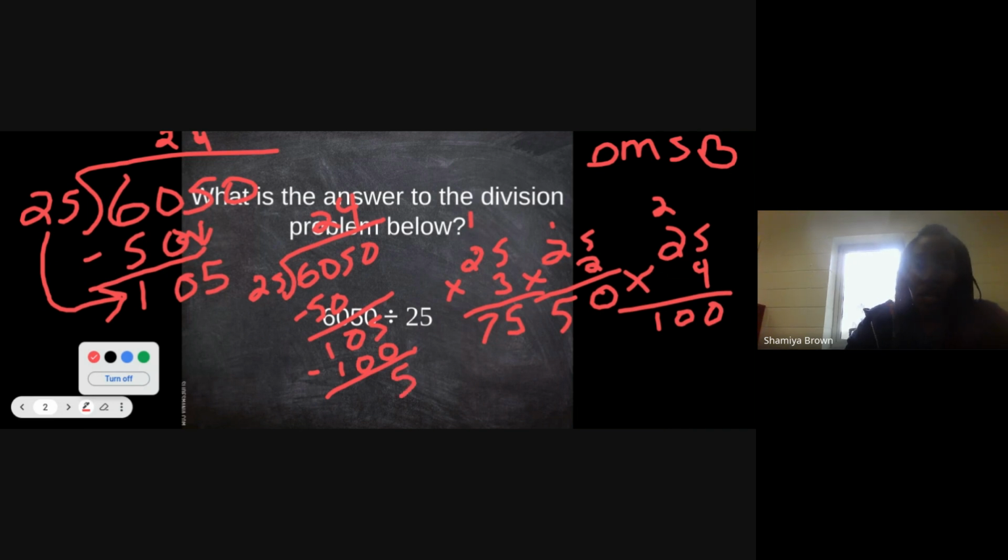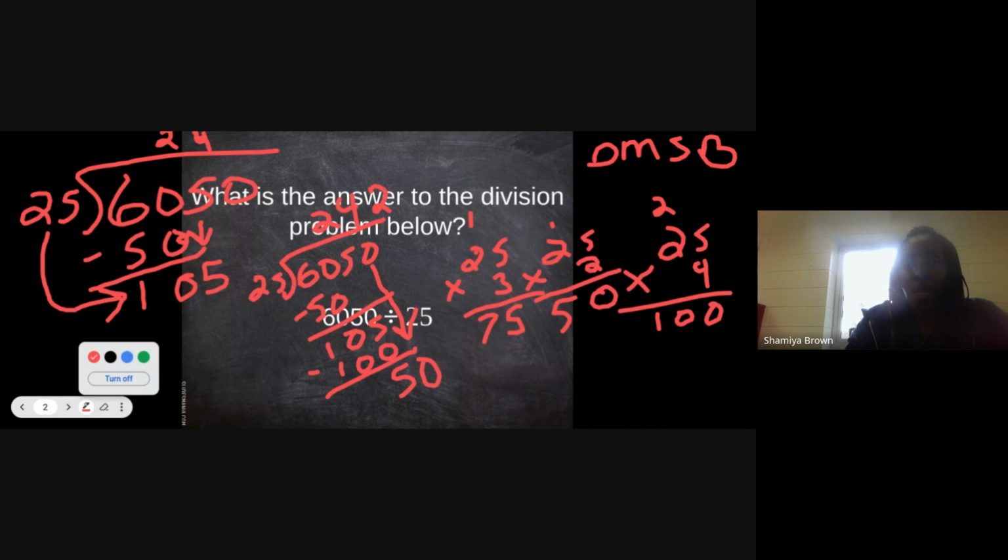Then my next step is to bring down, so I'm bringing down the 0. Now I'm doing 50 divided by 25. So I'm trying to see how many groups of 25 I can get out of 50. And I already did it. And it is 2. Good job, y'all. So 2 goes up there.